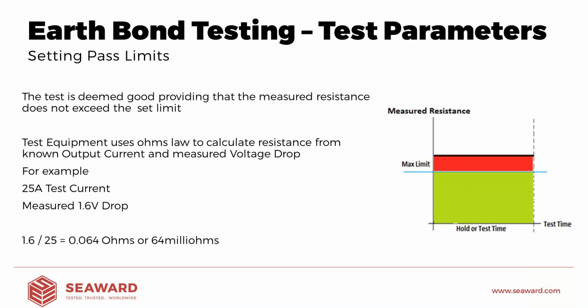place the probe. As a good example, we've taken a test, we've used a 25 amp test current, and across the two points we've measured a 1.6 volt drop. Quite simply, what the test equipment does is use Ohm's law, V over I, to give us a resistance value. It takes our 1.6 volt drop, divides it by our 25 amp test current, which gives us 0.064 ohms or 64 milliohms. It's important to note that our limit is a max limit. We always want to be beneath whatever value we've set for the test limit.